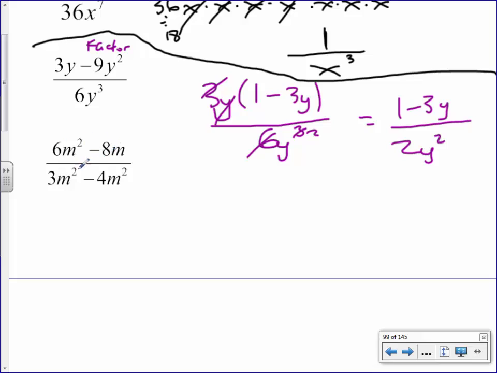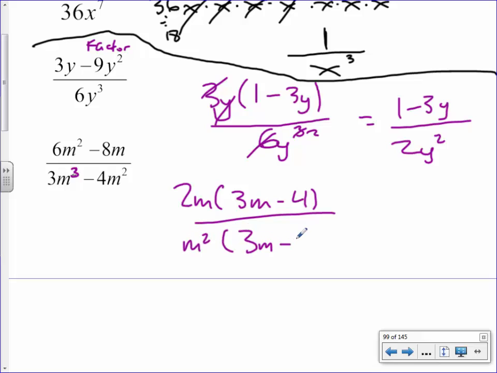So anything in common. By the way, I think there's a typo here. I think this should be a 3. Can we make it a 3? I think I do that every year. Forget to change it. What's in common on the top between 6 and 8? Yeah, good. 2 and m. Leaves you with 3m minus 4. And then on the bottom, what's in common down here then? Actually, more than just a single m. You actually have 2 m's in both of them, so you could go m squared, and it would leave you with 3m minus 4.